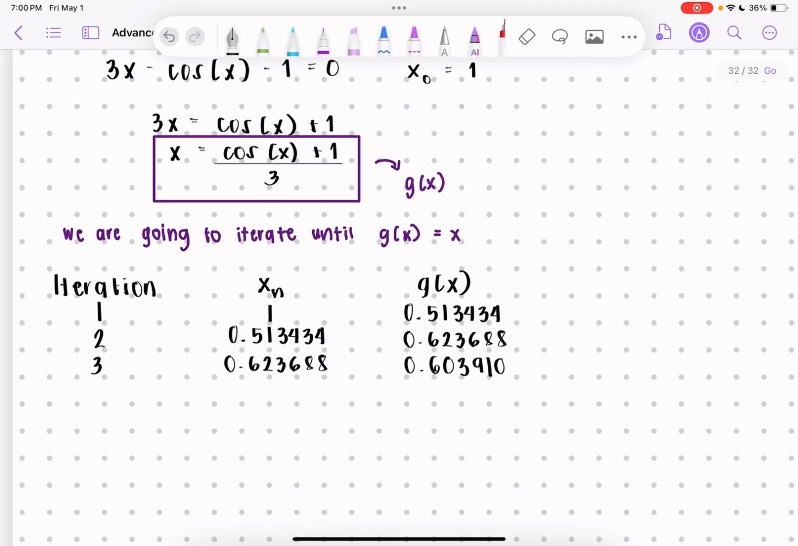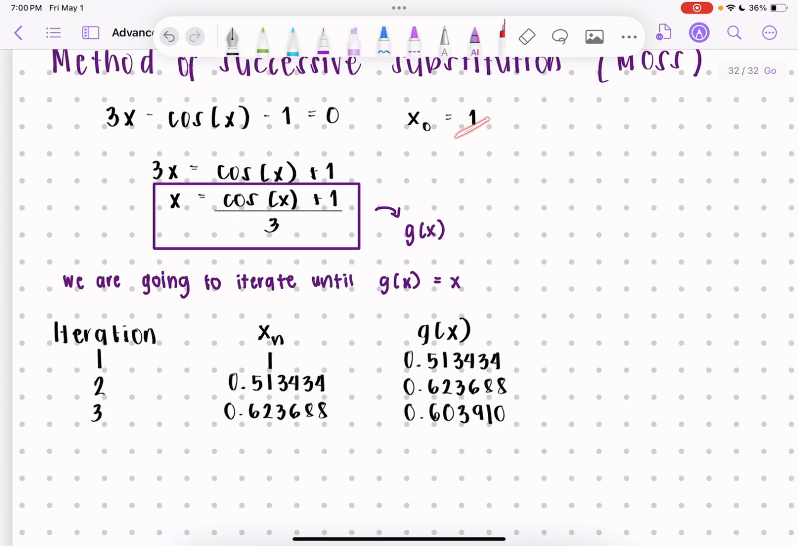And to find the root of the equation, we are going to iterate until our g of x is equal to x. That's basically if our x here and our g of x are equal to each other. For the first iteration, our x is equal to 1 since that is our condition right here. So we're going to simply substitute 1 to this equation.